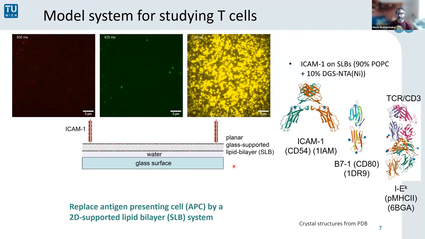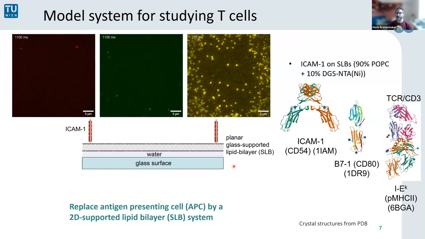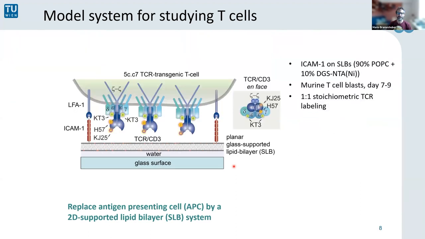So this is the model system for replacing the antigen-presenting cell and to make it two-dimensional. Now the cells are missing, the T cells are missing. And for this particular project, we worked with primary cells.